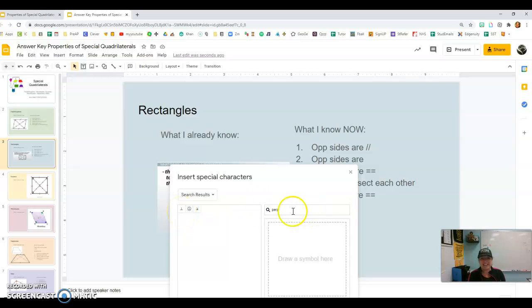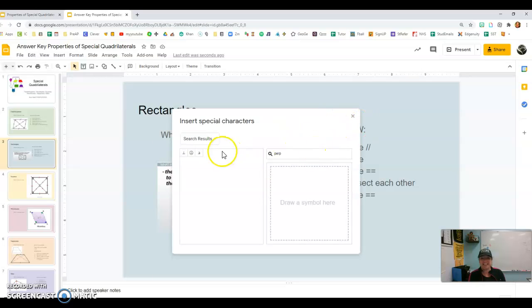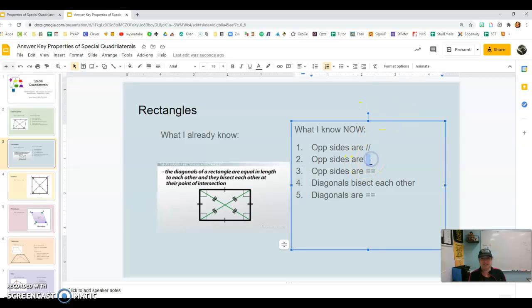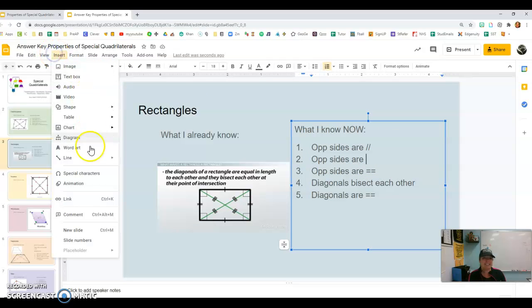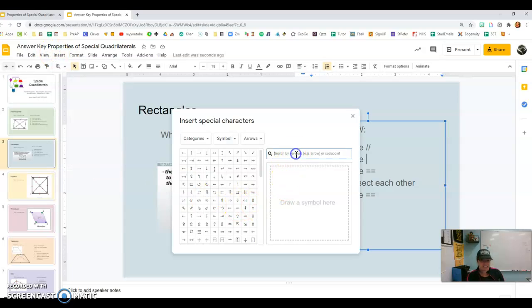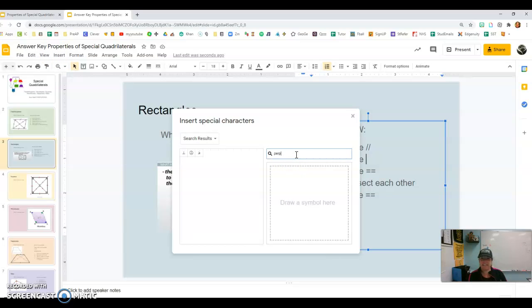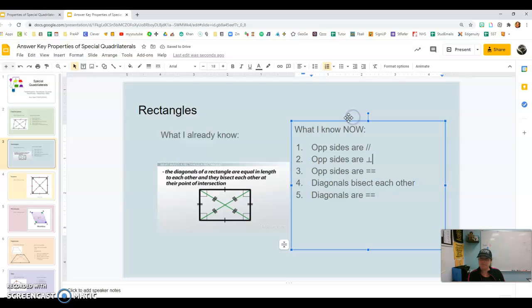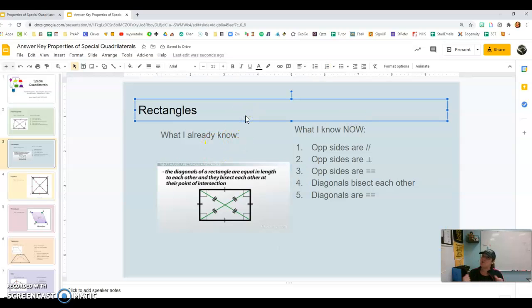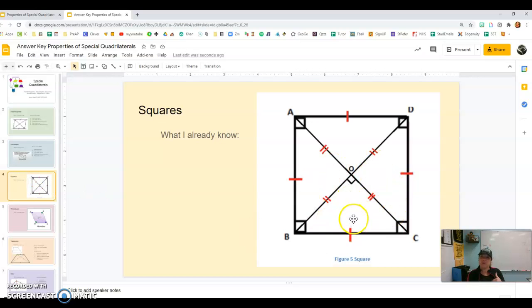Okay, so once again, you're going to go to Insert, Special Characters, start typing in perpendicular, and it pops up right there. Okay? All right, so that's what you need to know about rectangles. Let's go talk about squares. So again, when you Google image this picture, make sure you get one with all the hash marks.